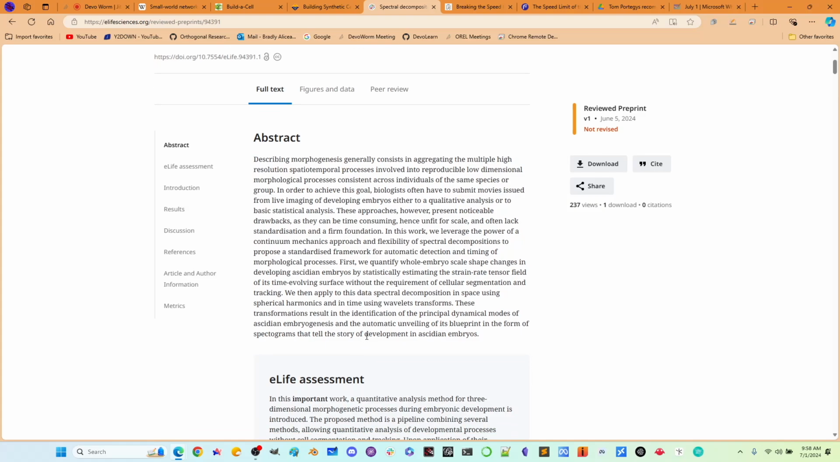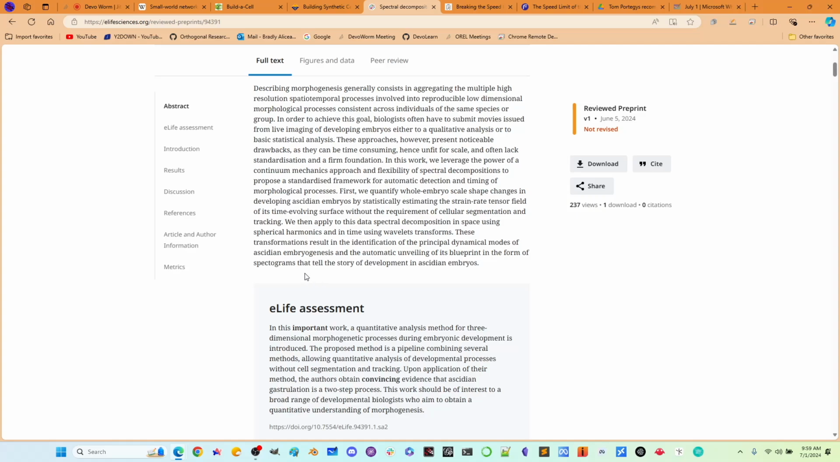So that's a nice approach, but it's very hard to implement, and that's kind of where they're going to go with this. You have to use a system like Ascidians or C. elegans to do this. Otherwise, I think it would probably not work very well. These transformations result in the identification of principal dynamical modes of Ascidian embryogenesis and the automatic unveiling of its blueprint in the form of spectrograms that tell the story of Ascidian embryos. So that's what they're doing. They're building these spectrograms from these principal dynamical modes.